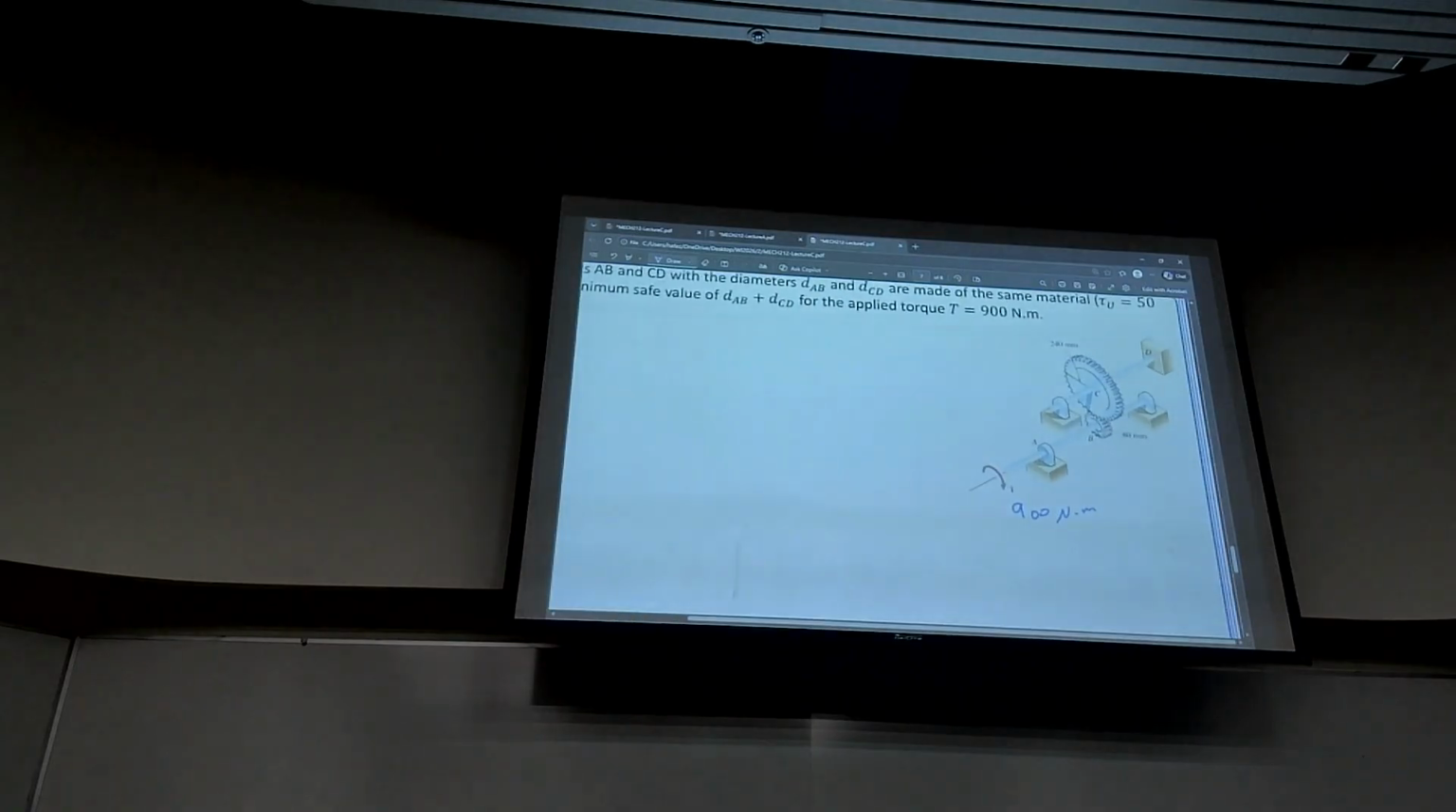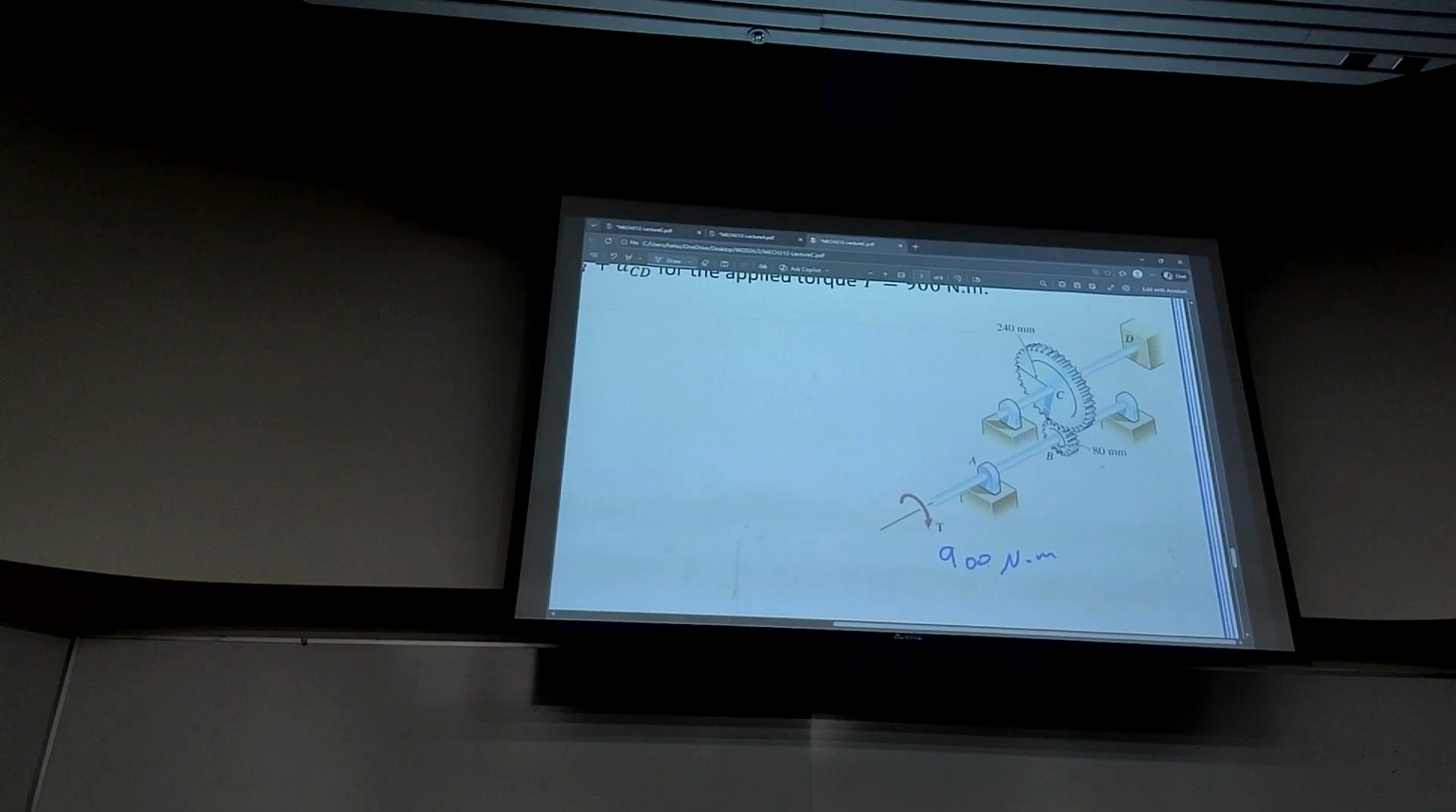So then the dimensions are given. This is 240, 80. What's the ratio? Just say the number. Just say what over what? Would it be 240 over 80? 3. Right? 3.